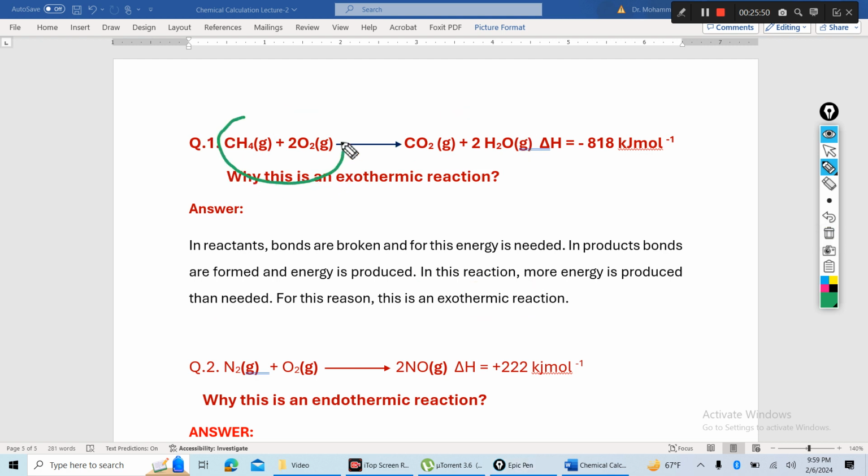To break bonds energy is needed, to form bonds energy is produced. In this reaction, need less, produce more, so extra energy is released. That's why this reaction is known as an exothermic reaction. More energy is produced than needed, so extra energy is released.